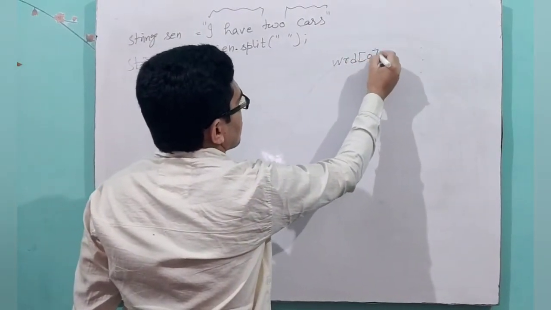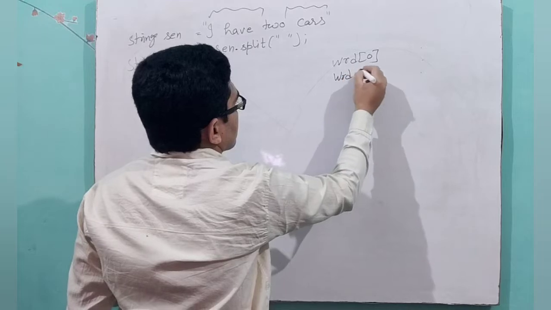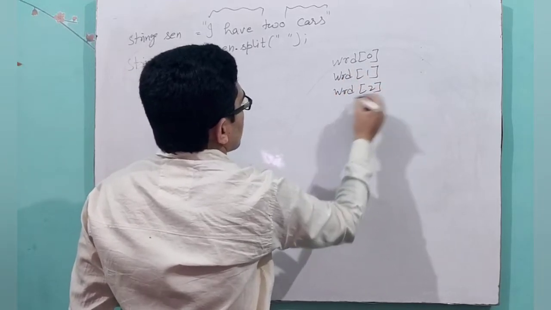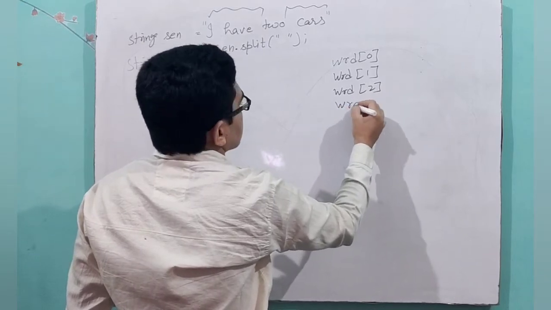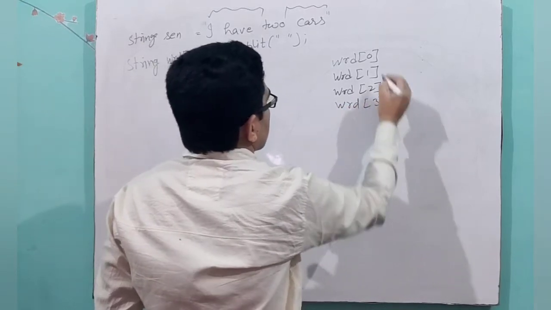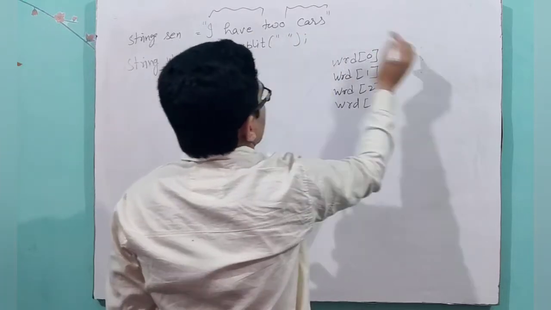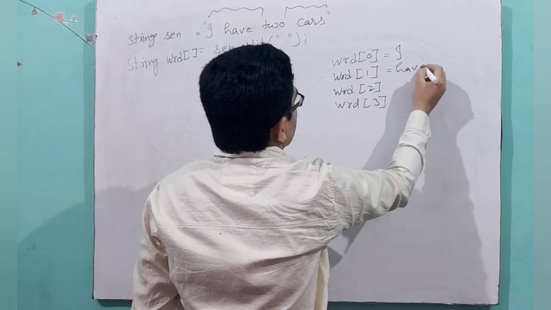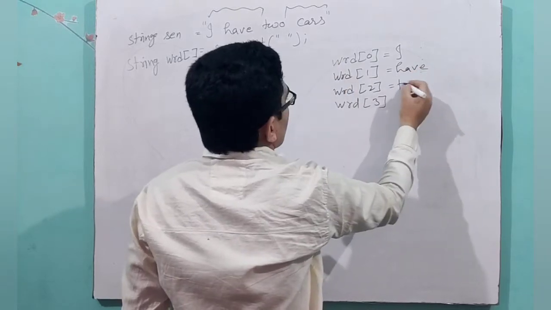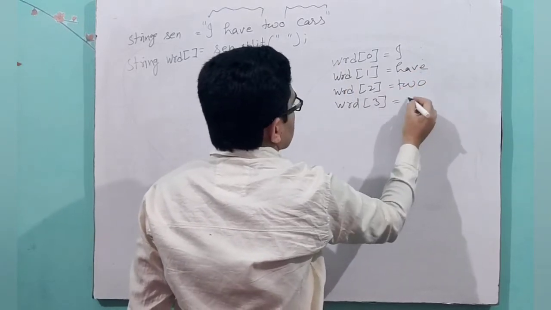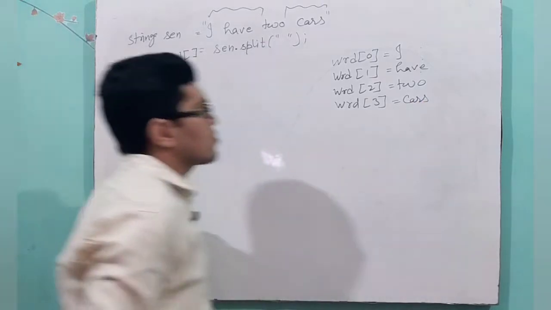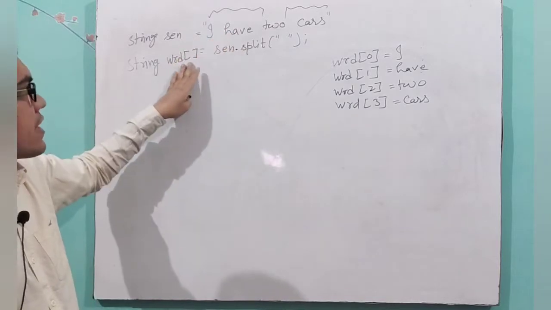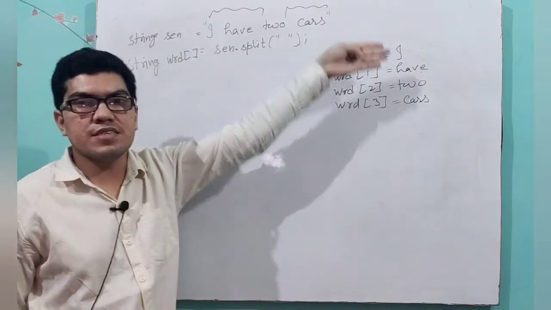WRD 0, 1, 2, 3. So WRD 0 will be I, then have, then 2, then cars. Automatically it will take these strings.